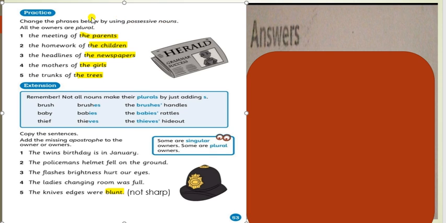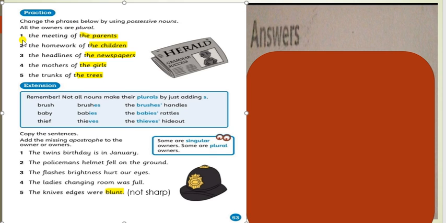Okay, so what is the first thing that I always ask you to do? The first thing is to read the instructions. So let's read the instructions together. Here we have: change the phrases below by using possessive nouns. So we need to change the phrase and use the possessive nouns. All the owners are plural. So first of all we need to highlight the owner. I want you to highlight the last word, because the last word of each sentence is the owner.